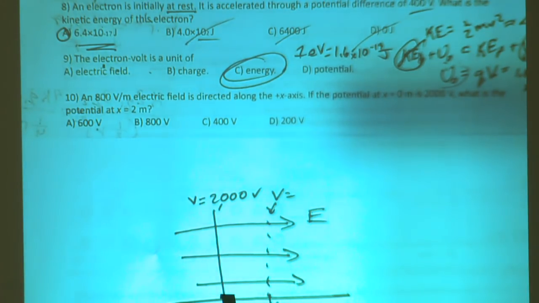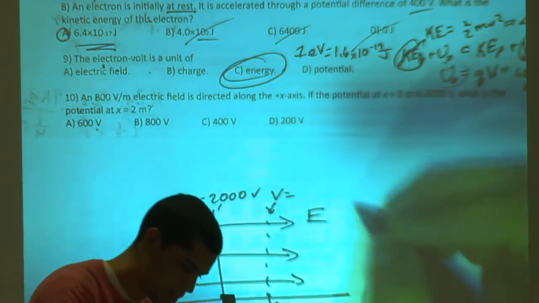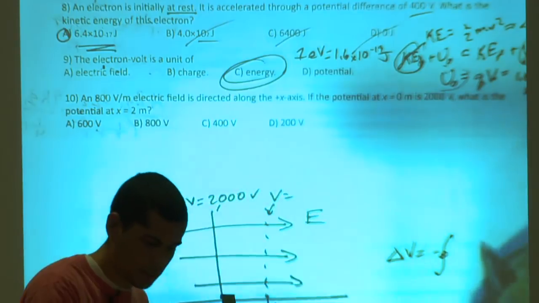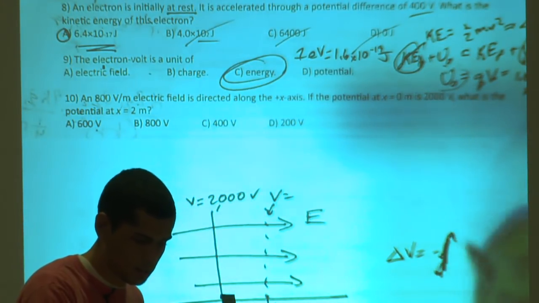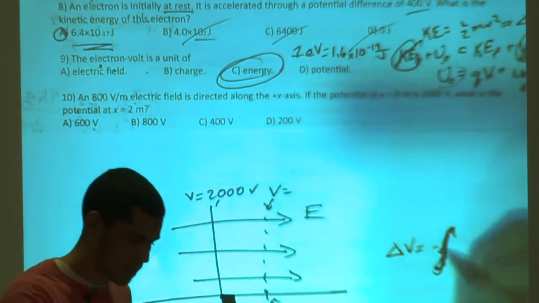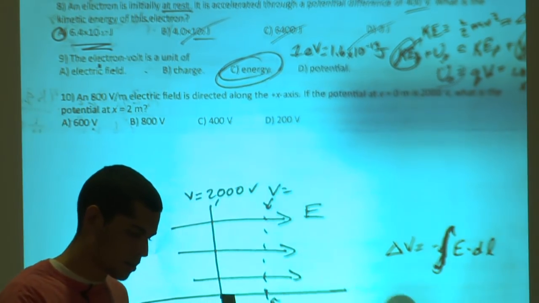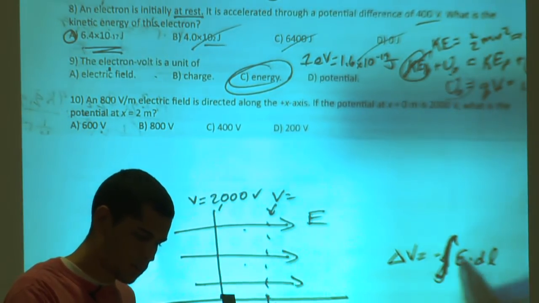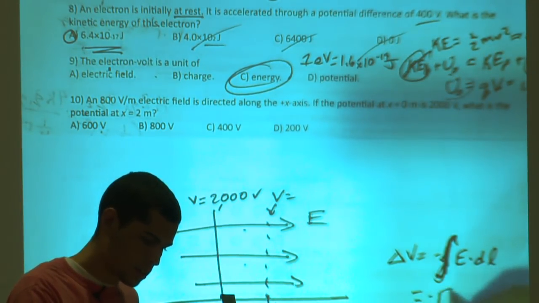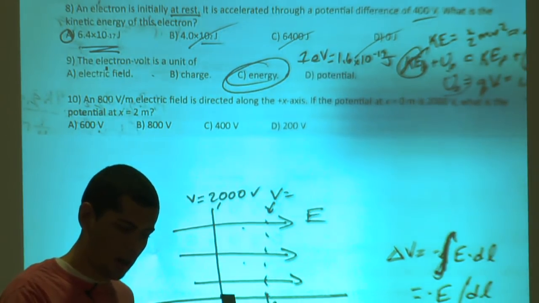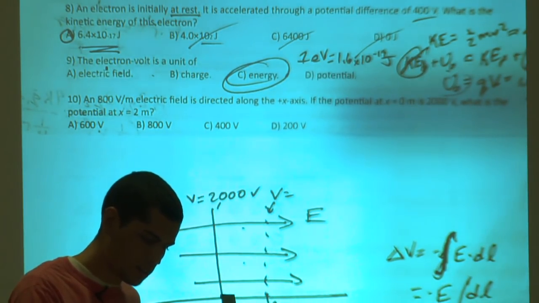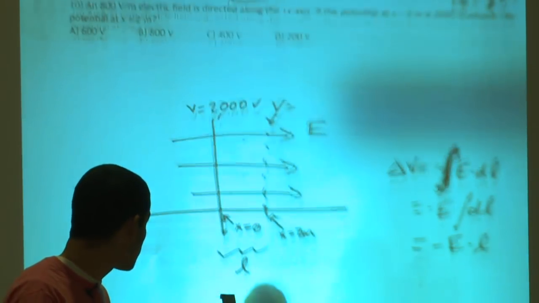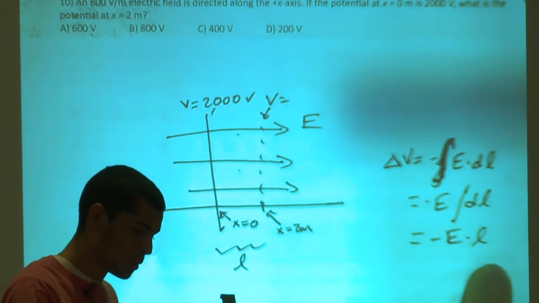How do we mathematically calculate this? What equations do we know? Delta V equals the negative integral, not closed integral, of E dot dl. Awesome. We have a constant electric field, so we can pull it out. The integral of dl is just L, and the length is simply this right here, which is 2 meters.